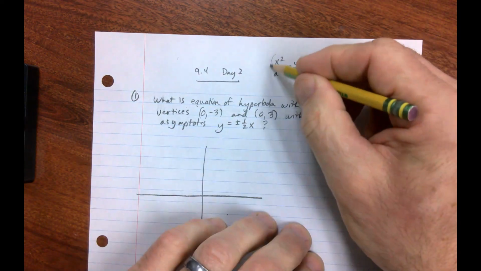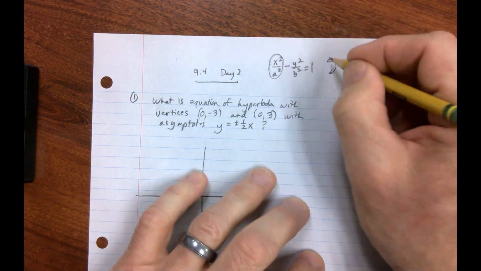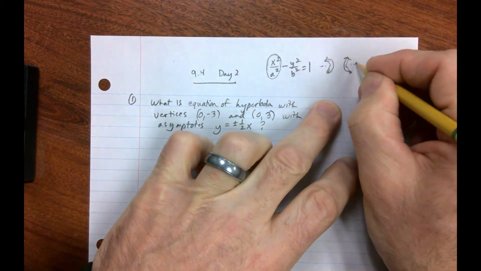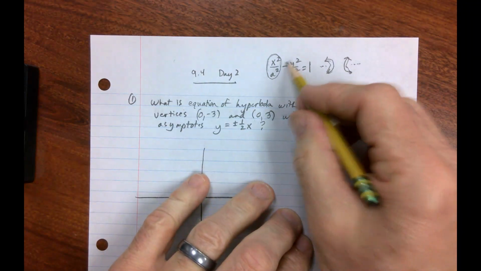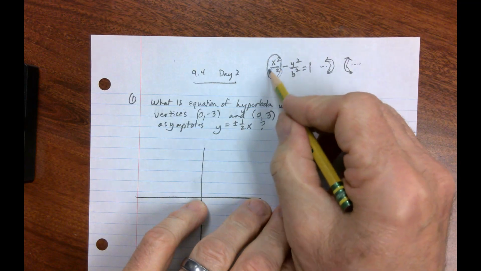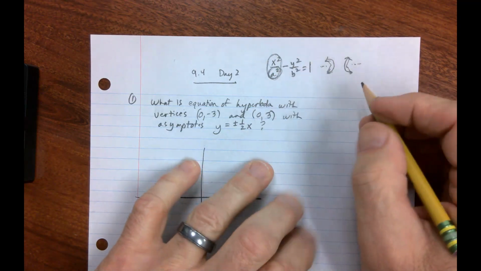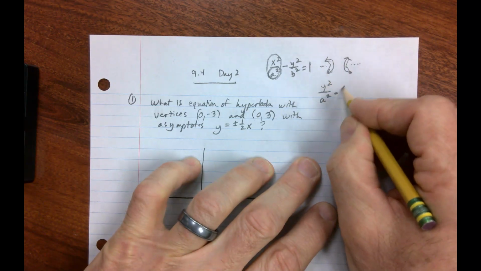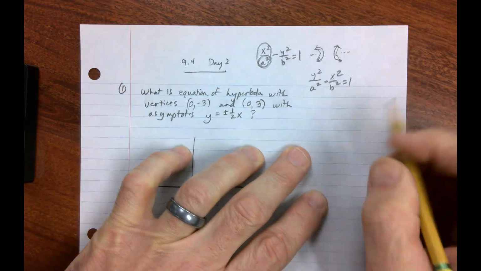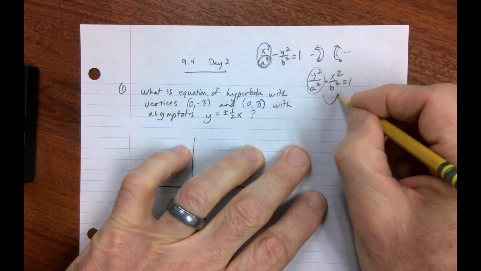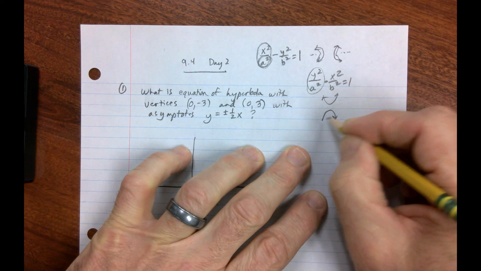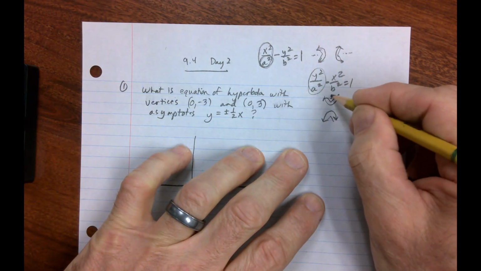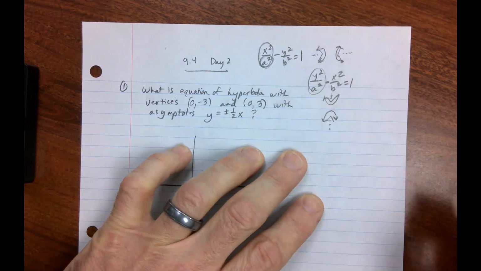Remember, if it starts with our x stuff as our positive, our Pac-Men are going to eat dots on the x-axis. Now if I flip this around a little bit, remember a squared always comes first, doesn't matter about the size. I could have y squared over a squared minus x squared over b squared equals 1. And because it starts with my y, it would be a hyperbola that looks like this. So if I turn them into Pac-Men, they would eat the dots along the y-axis.